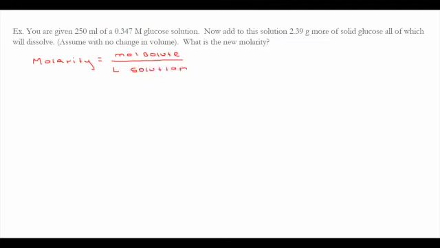So this problem tells me that I have 250 milliliters of solution and its concentration is this. It then tells me I'm going to add more solid and dissolve it, and it wants to know what the new molarity is. So the first task I have is to determine, when I start off, what is the number of moles of glucose that I start off with?